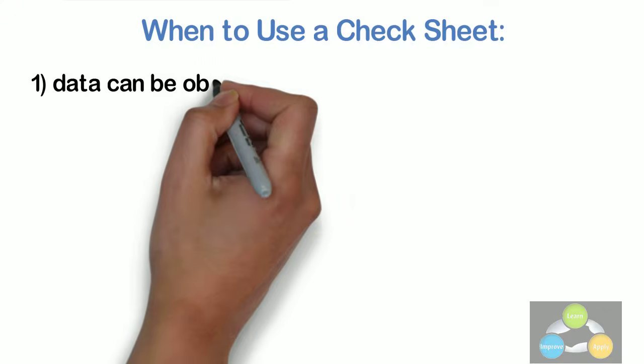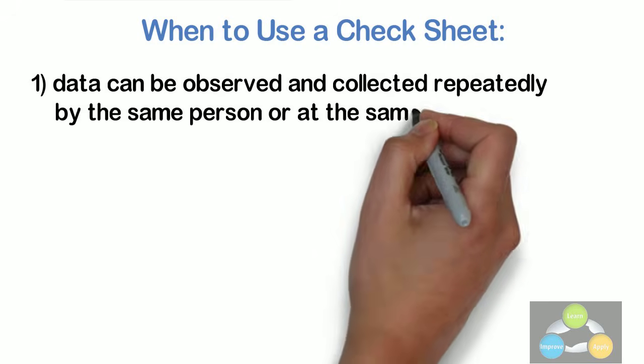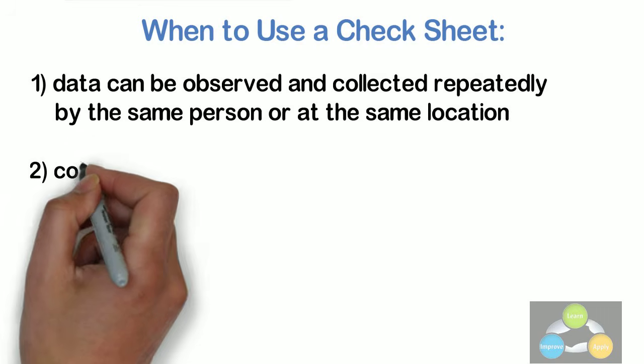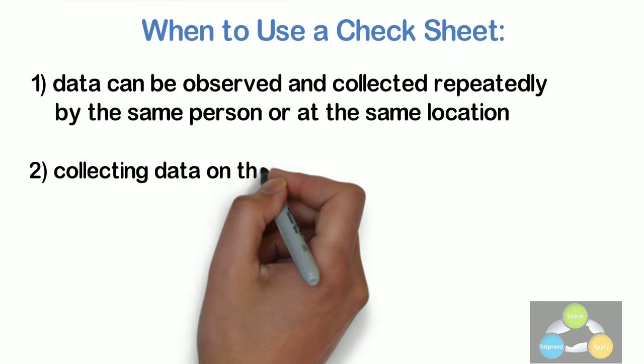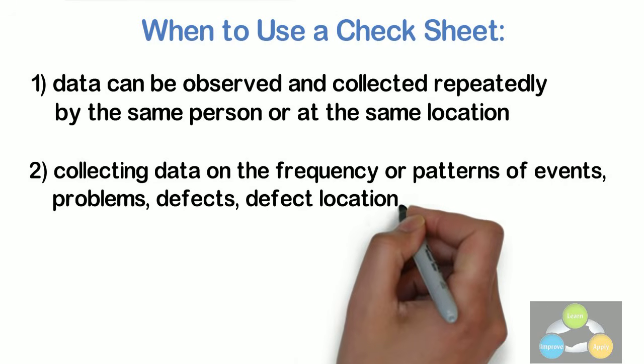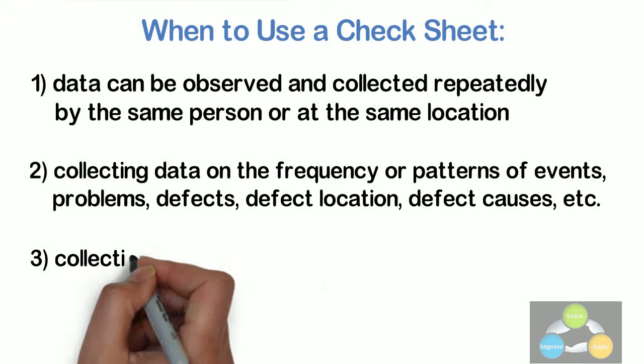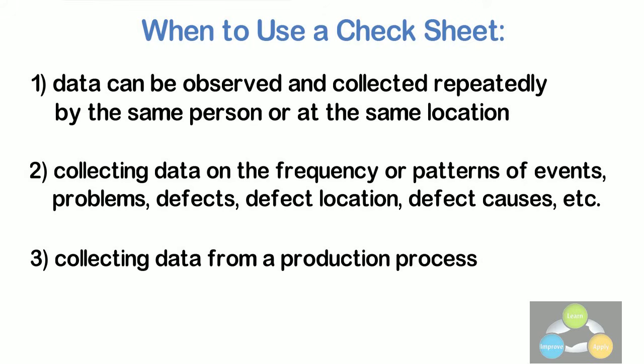When data can be observed and collected repeatedly by the same person or at the same location. When collecting data on the frequency or patterns of events, problems, defects, defect location, defect causes, etc. And when collecting data from a production process.